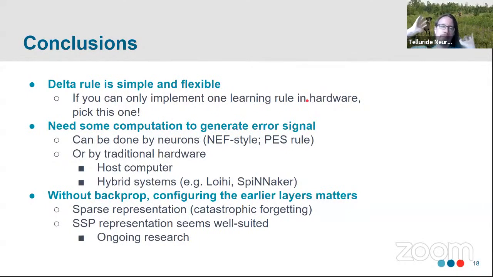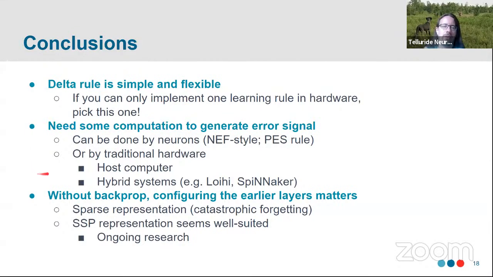That's some weird stuff. If any of this is grabbing you and might be important for the work you are doing, please talk to me, and I can point you to more videos that talk about these representations. The take-home message I wanted to say is that the delta rule is really simple and flexible. If you can only implement one learning rule in hardware, pick this one.